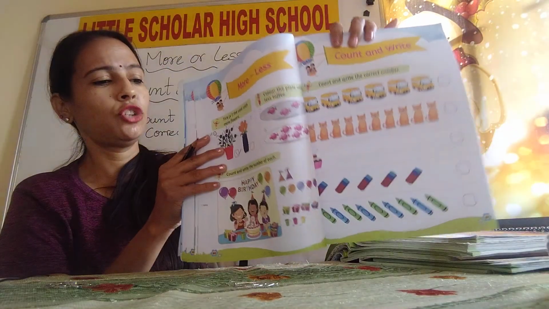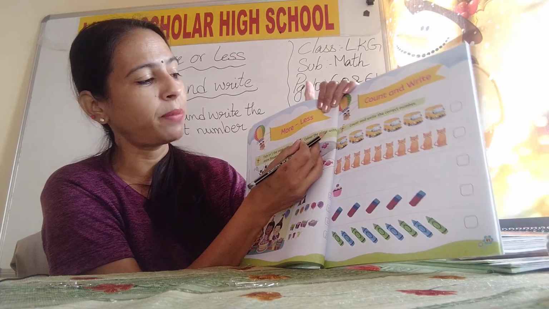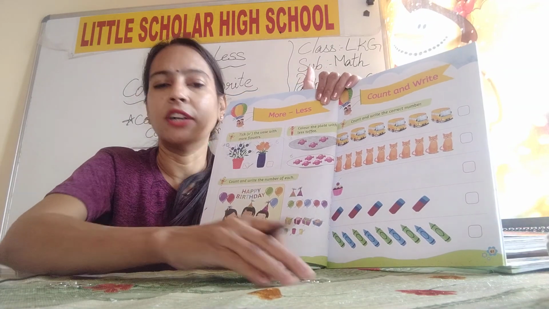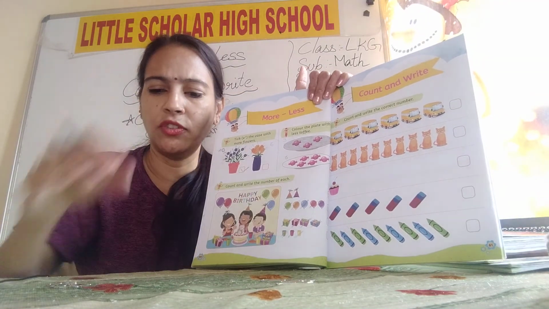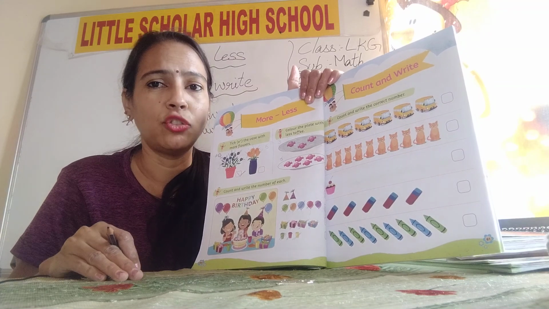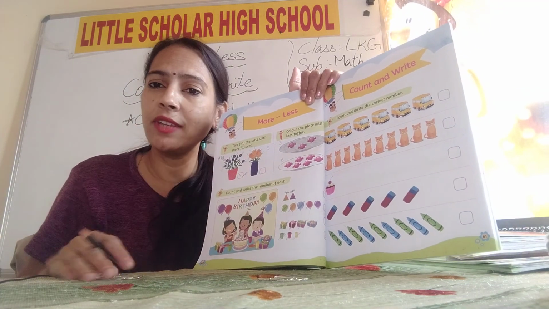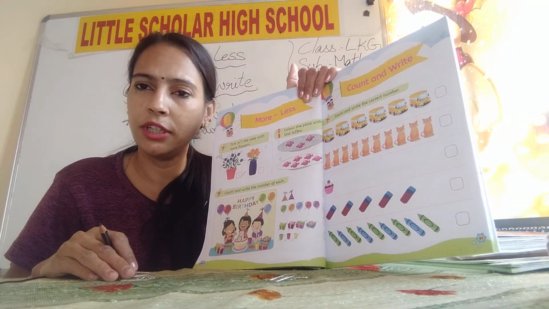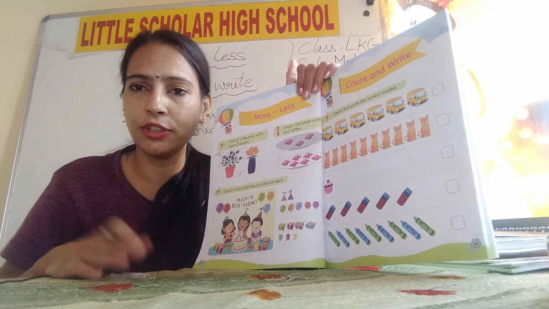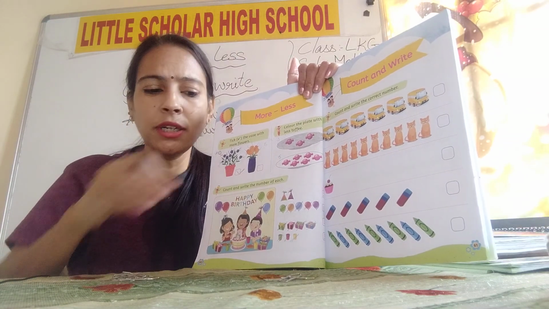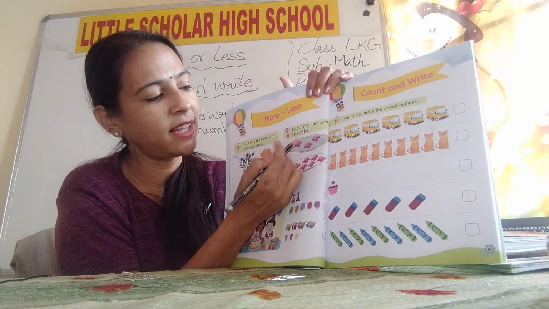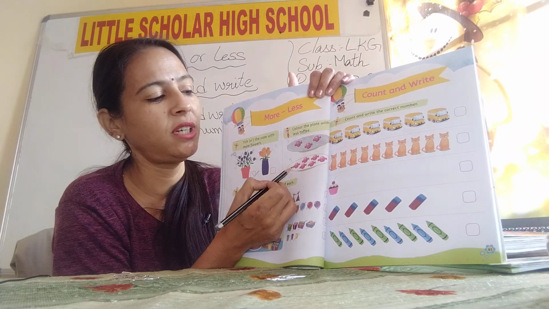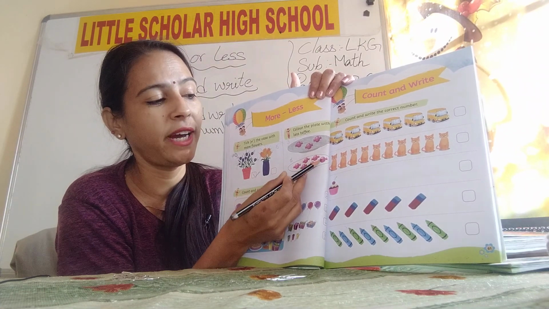Now here, the toffees. Color the plate with fewer toffees. Fewer toffees means like Rita. Rita had only 3 pins and Reena had 7 pins. So Rita had fewer than Reena. That means Reena had more and Rita had less. So like that here, Rita had only 3 toffees and Reena had 6 toffees, right?